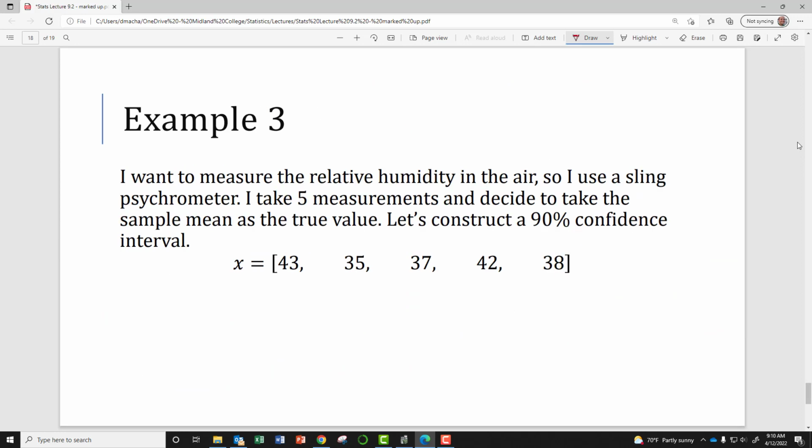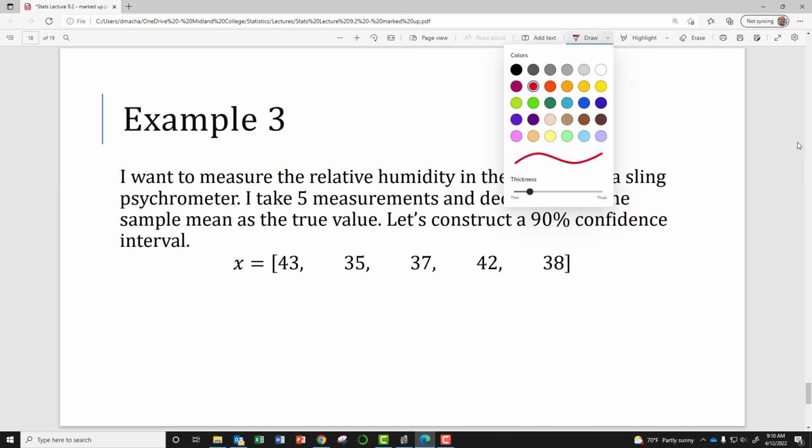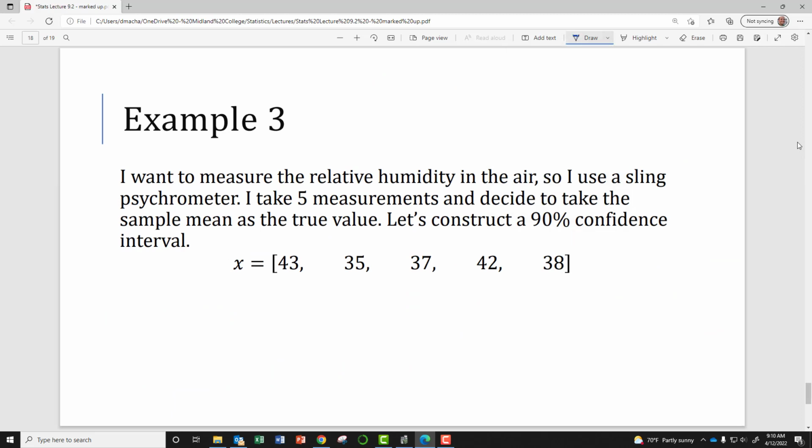Okay, last example before we're done with this video. Suppose you want to measure, let's say, the relative humidity in the air. So you hear the newscaster or the meteorologist talking about relative humidity as being 30% or maybe even 20% during the winter. And in the summer, maybe it's like 40 or 50%. Well, that's talking about how much water vapor is in the air around us. And one way you can do this is using an instrument called a sling psychrometer.